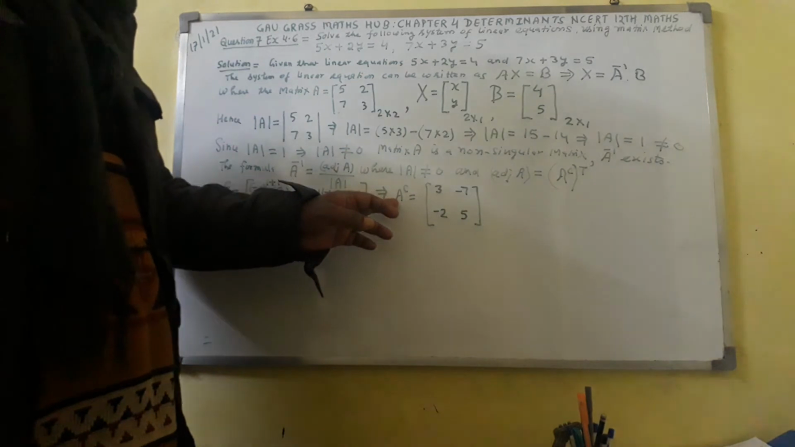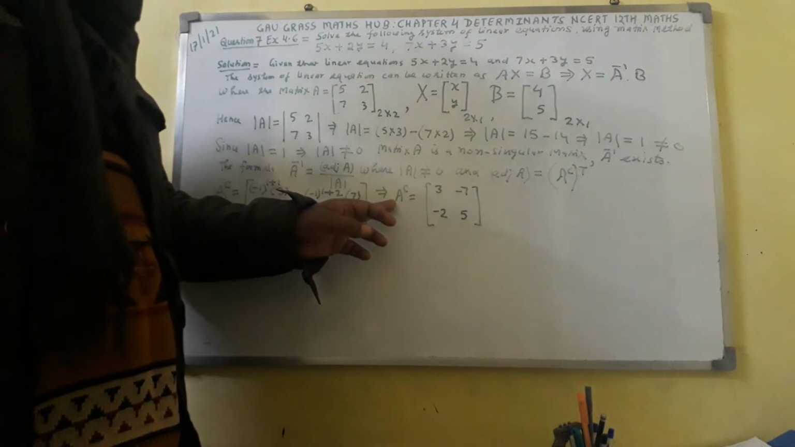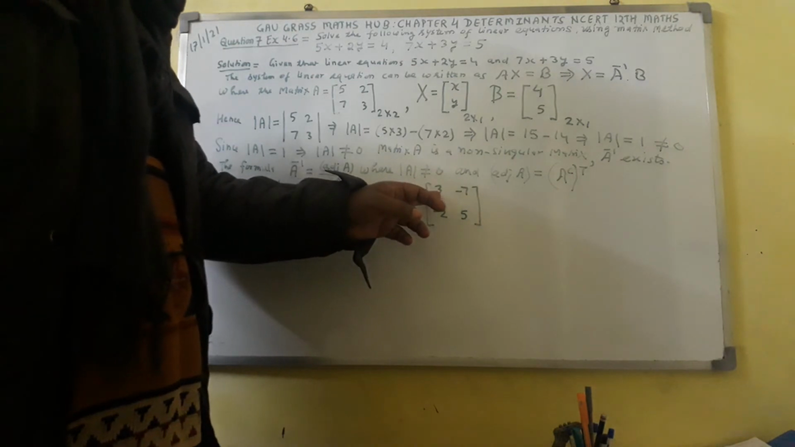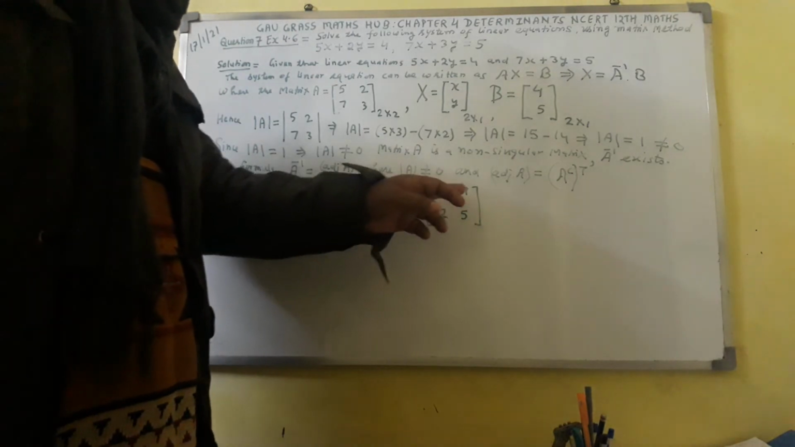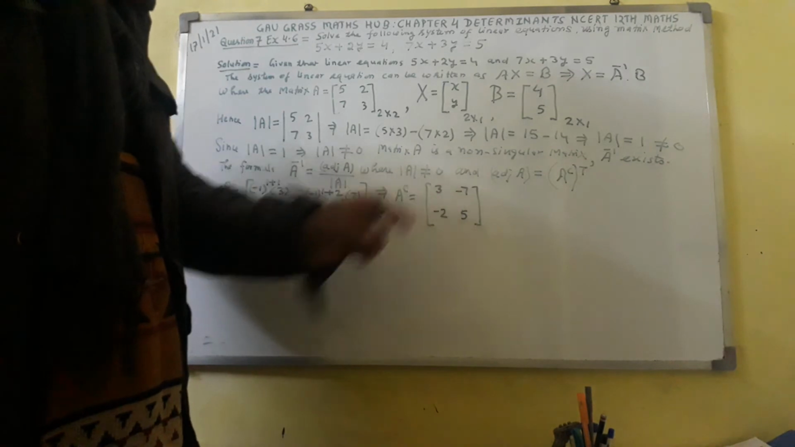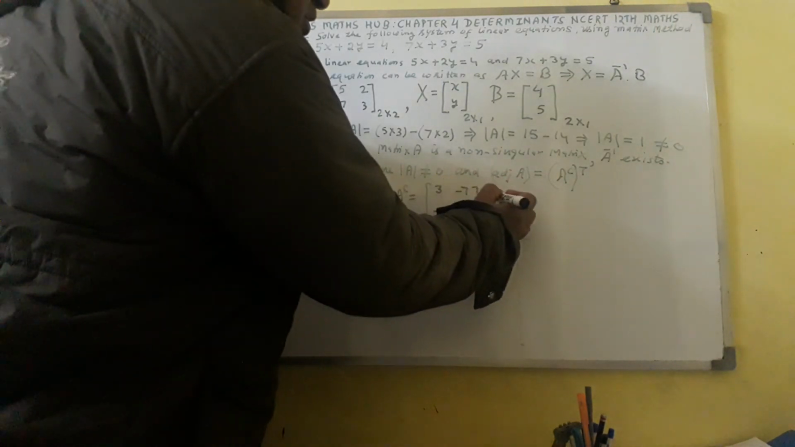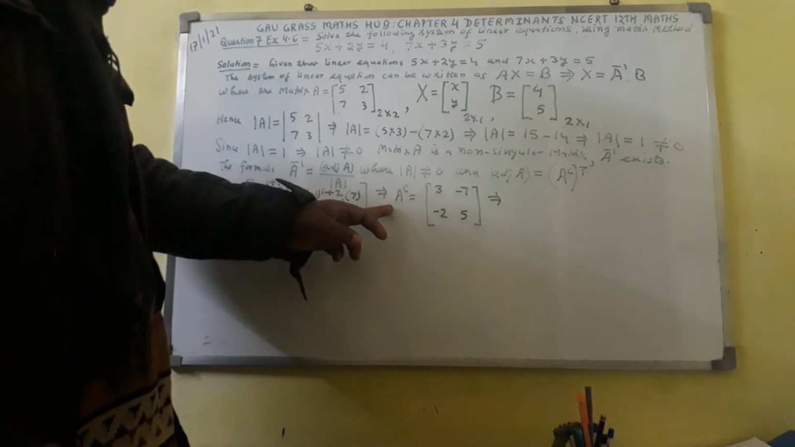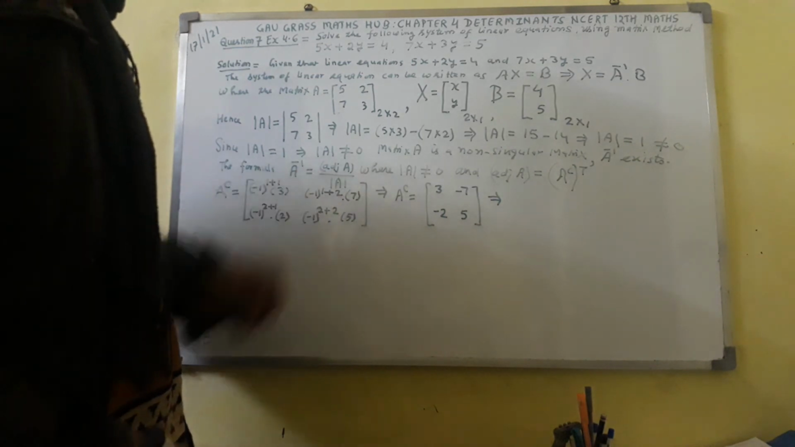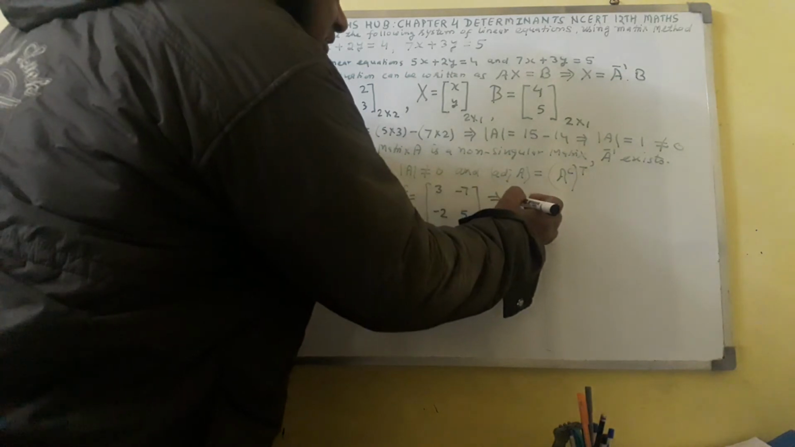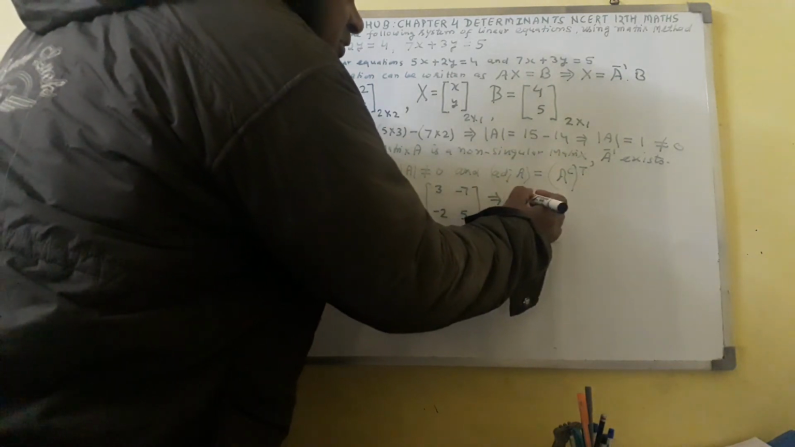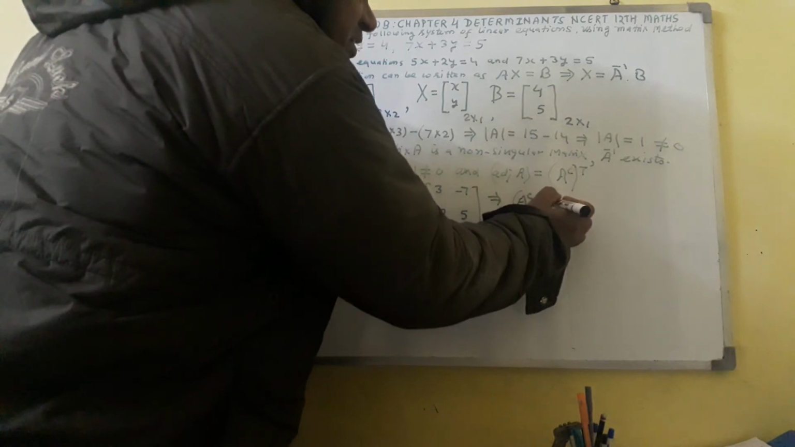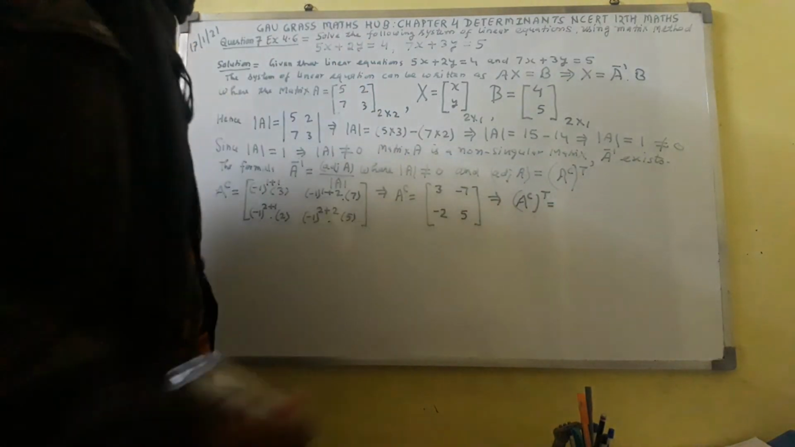The cofactor matrix of matrix A: you have got elements of first row 3, -7, and elements of second row -2, 5. So now what will we do here? Now you have got the cofactor matrix. The transpose of cofactor matrix I shall find out here. Transpose of cofactor matrix will be written like this.